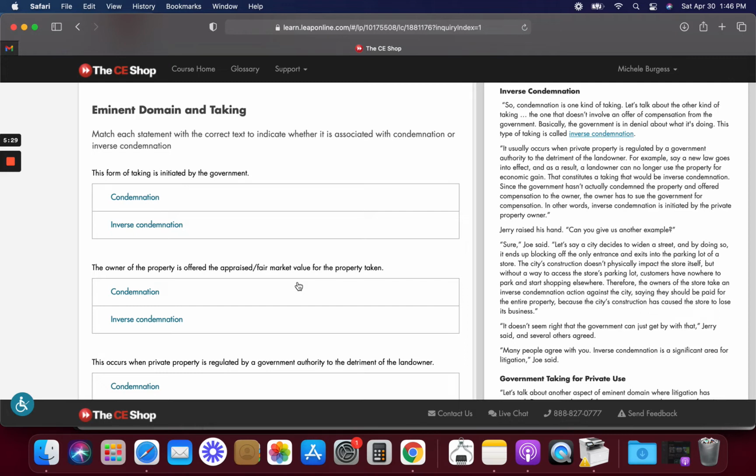Inverse condemnation is one kind of taking, and let's talk about another kind of taking. It's the kind that doesn't involve any kind of compensation from the government. Basically, the government is in denial about what it's doing, and this type of taking is called inverse condemnation, and it usually occurs when private property is regulated by a government authority.